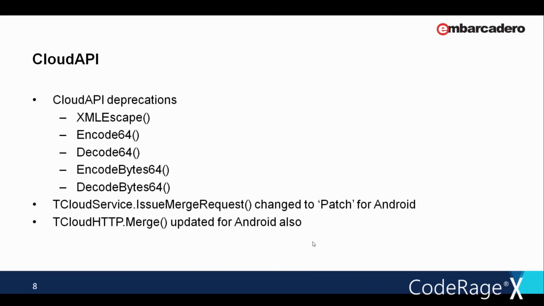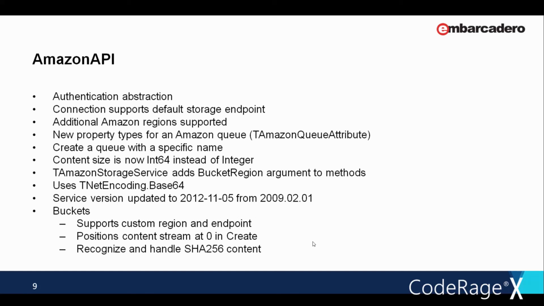So if you needed to communicate directly with it, you'll be using client rather than peer. Under the Cloud API, there's also deprecations. As I mentioned previously, there's source code that is used in other places and reused. So these routines became duplicate and they've been deprecated. The cloud service issue merge requests changed to masquerading as patch for Android, and cloud HTTP merge was updated for Android also. So those are the HTTP calls for merge that have been modified to be patch under the Android platform.